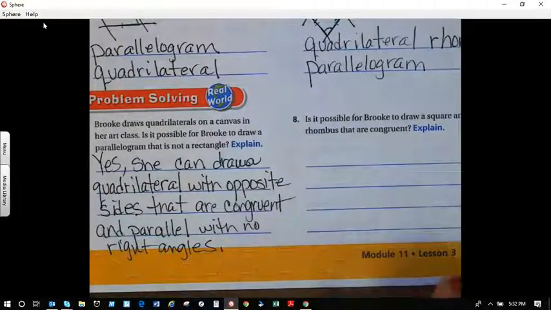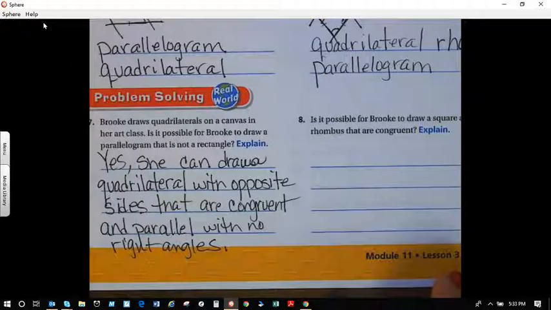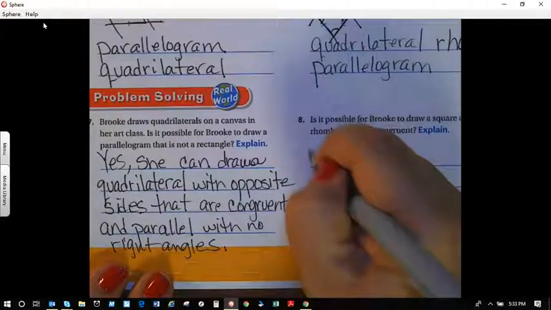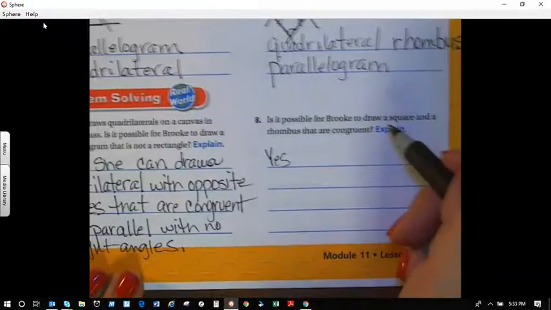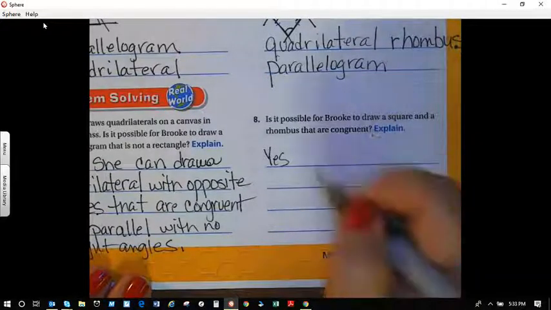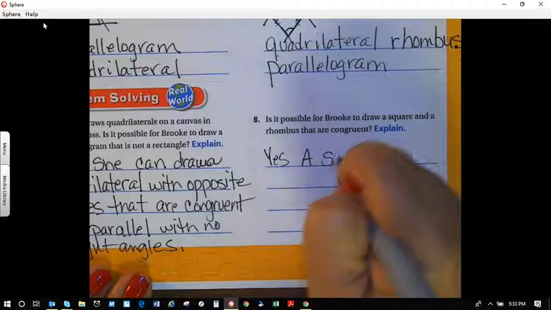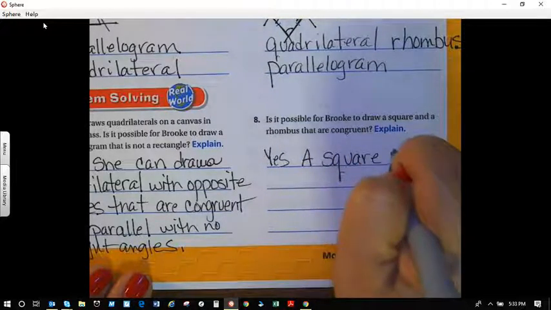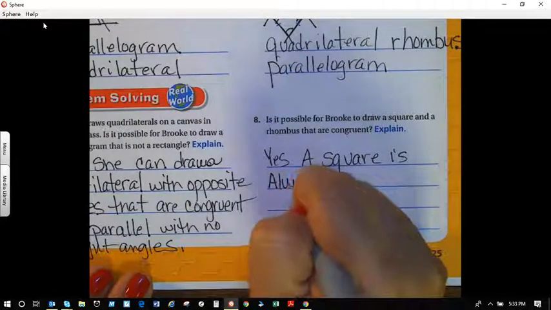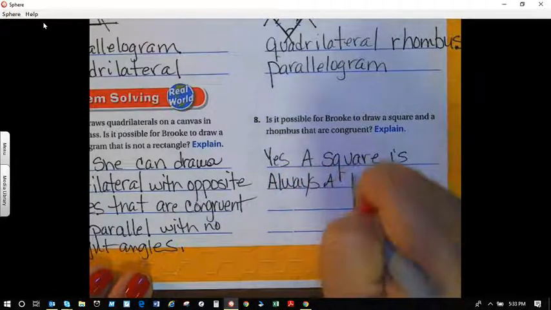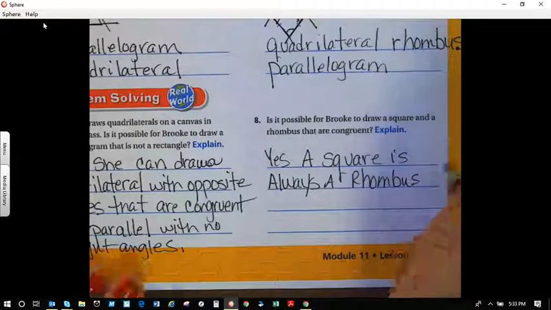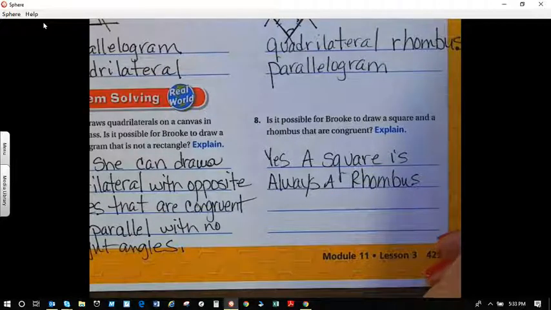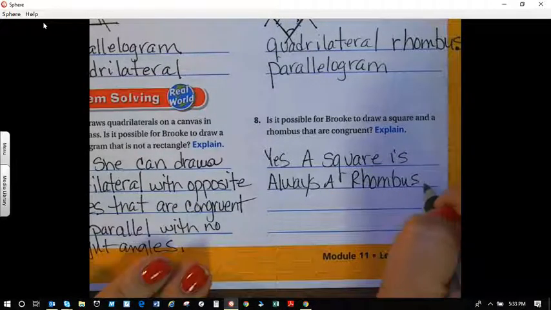All right. Is it possible for Brooke to draw a square and a rhombus that are congruent? Of course it is. Yes, it is possible to draw a square and a rhombus that are congruent. So here, a square is always a rhombus. So she can draw two congruent squares and classify them as a square and a rhombus. So a square is a rhombus.